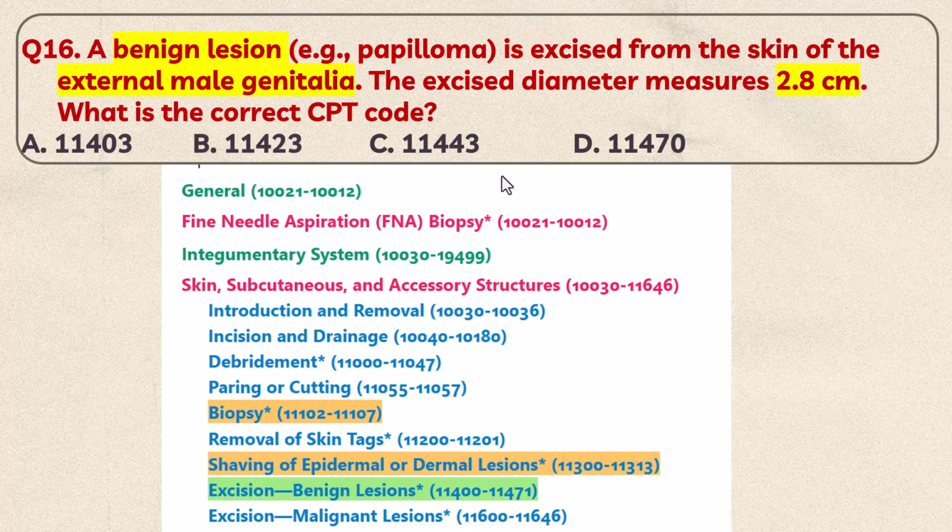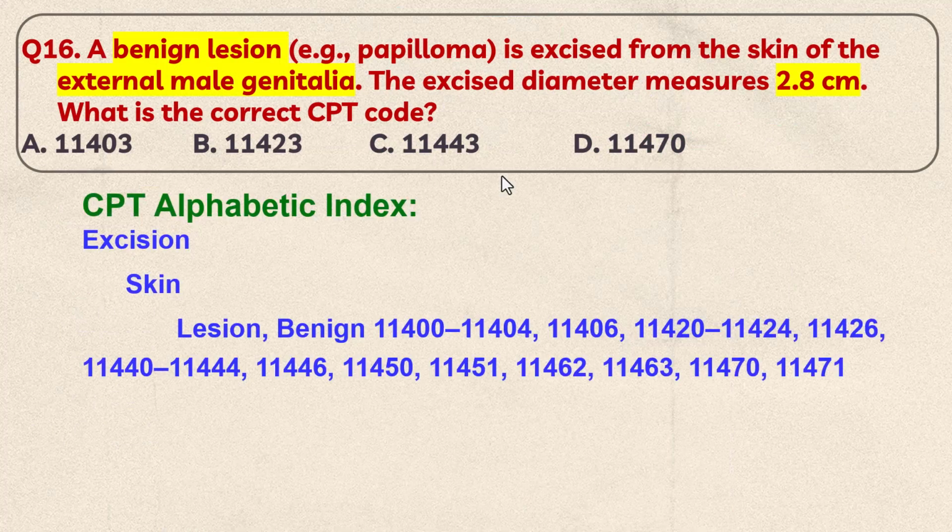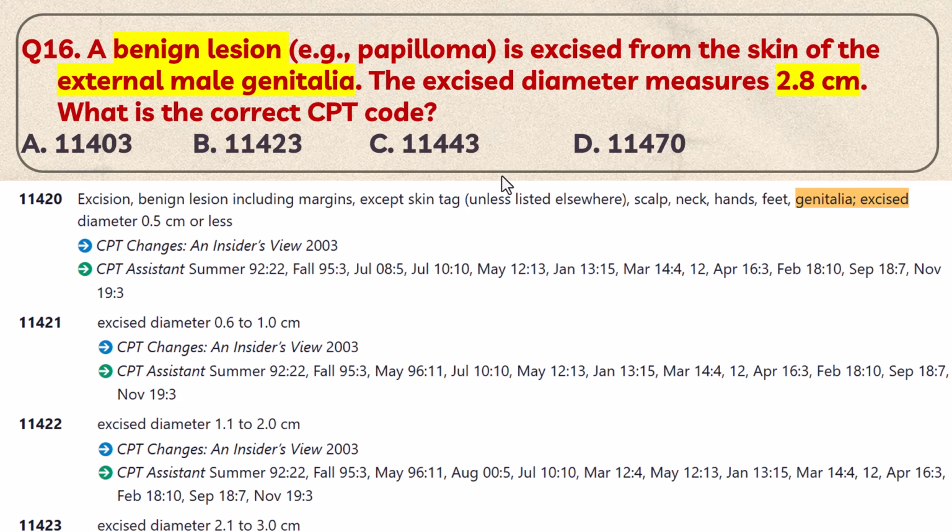So again, you can use the table of contents, or else you can use the alphabetic index. Once you go to the table of codes, you can see 11,402, that is excision, benign lesion including margins except skin tag, scalp, neck, hands, feet, genitalia. So in our case, this is male genitalia, and the size is 0.5 centimeter or less.